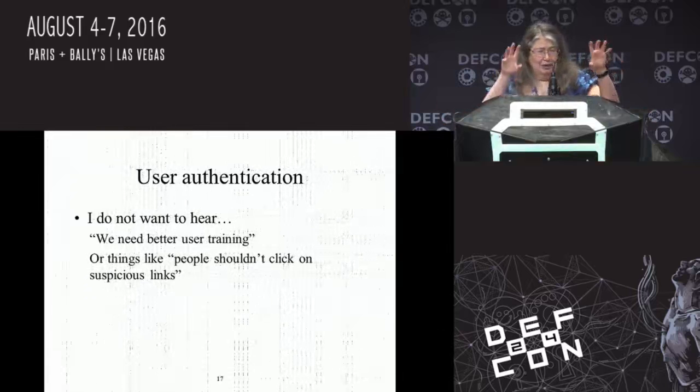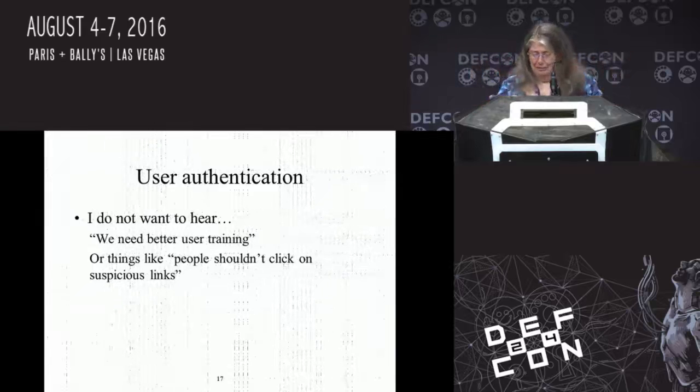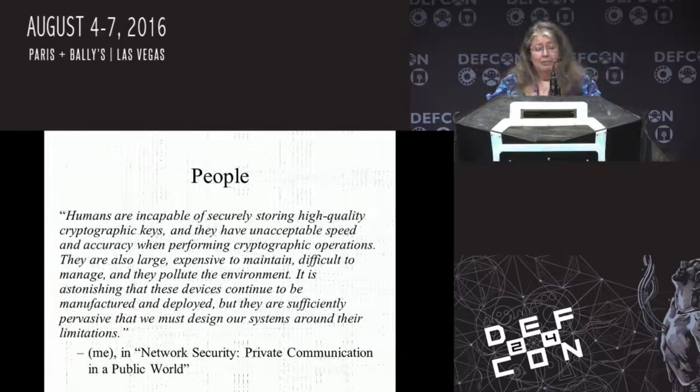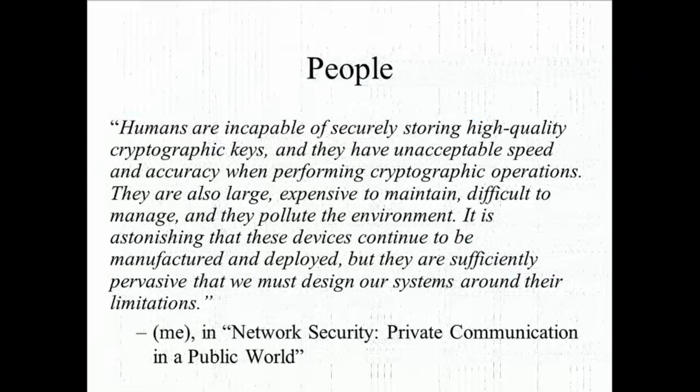So here is the paragraph that I wrote that really kind of tells it. Everybody memorize it. Humans are incapable of securely storing high-quality cryptographic keys, and they have unacceptable speed and accuracy when performing cryptographic operations. They're also large, expensive to maintain, difficult to manage, and they pollute the environment. It is astonishing that these devices continue to be manufactured and deployed, but they are sufficiently pervasive that we must design our systems around their limitations. So, thank you.